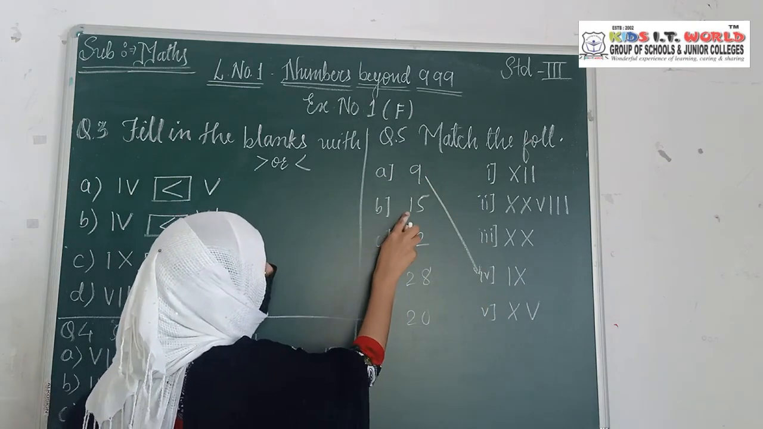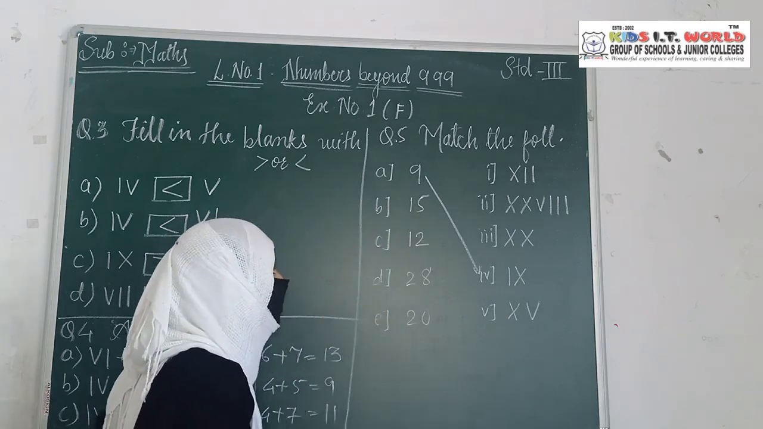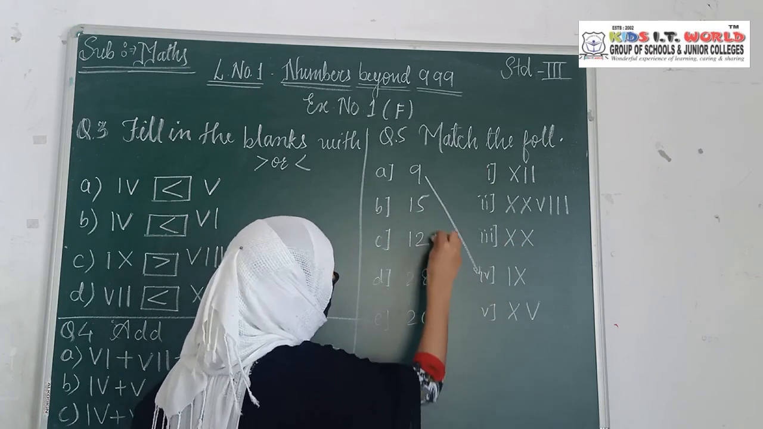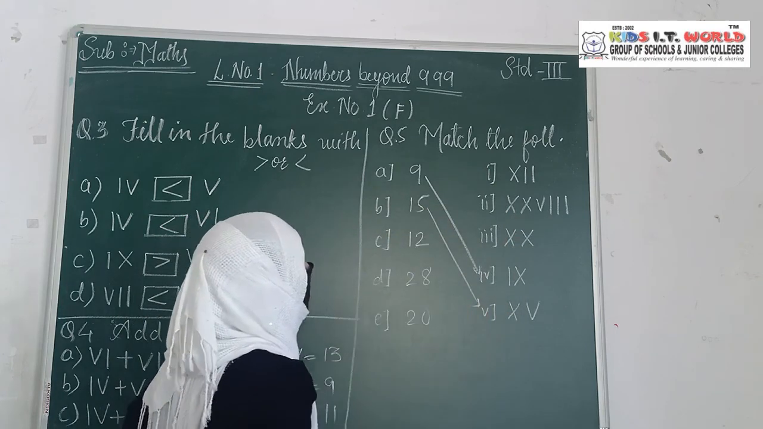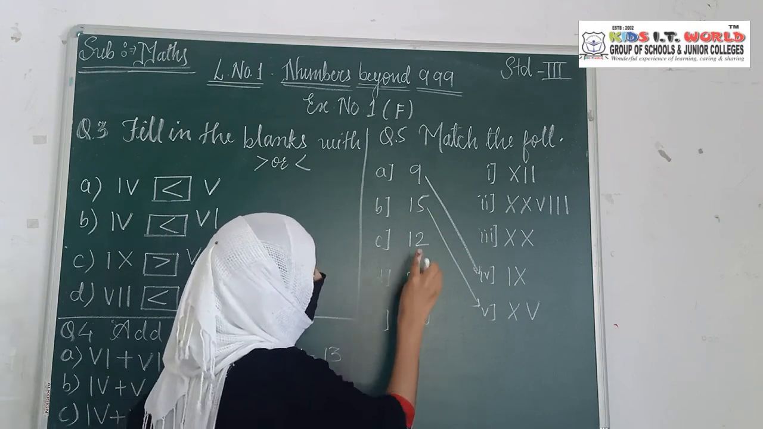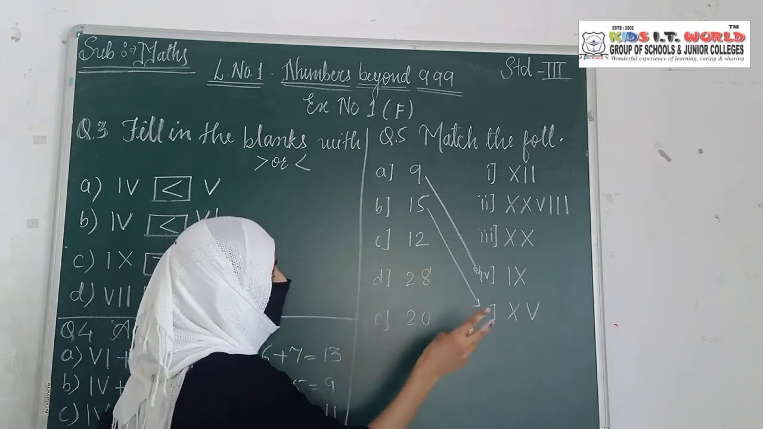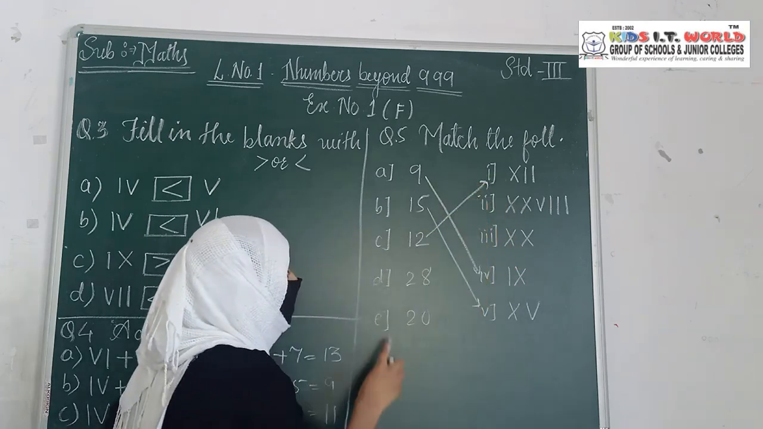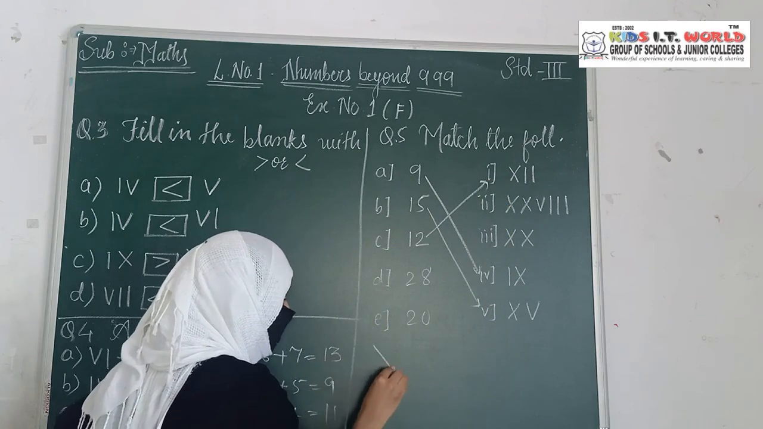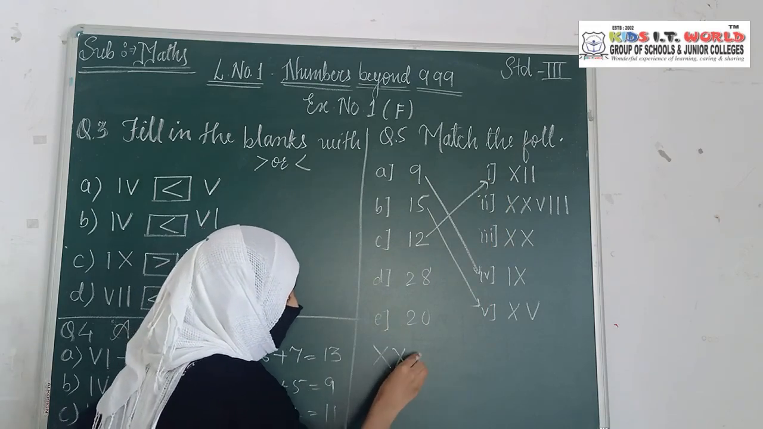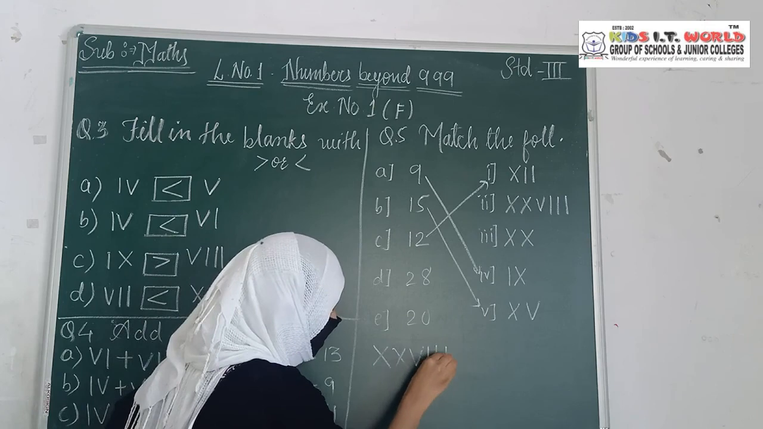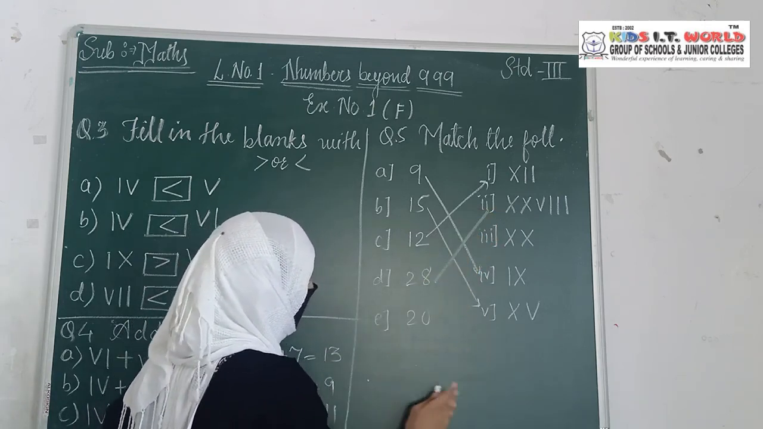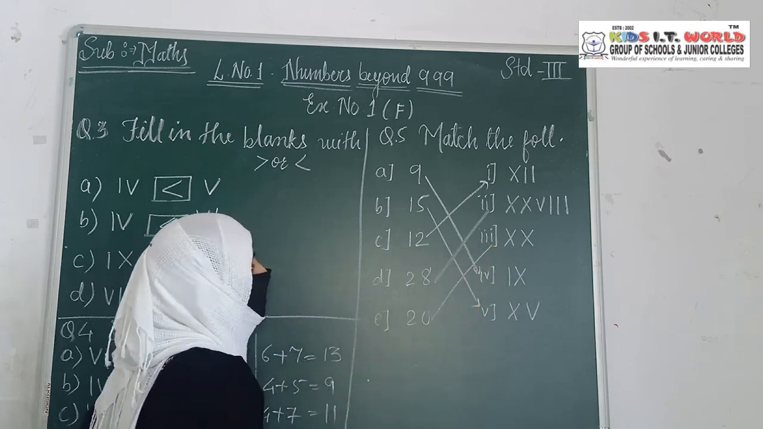Then 15. What will be the value of 15? It will be X and V. So where is X and V? Here. So match it with the fifth. Now the third one, it is 12. 12 means it will be X and double I. So where is the X and double I? This one. 28. So 28 will be 2X, that is 20, 25, and this will be 28. So where is this symbol? This one. So match it with this, and the last one, 20, which will be matched with this one.